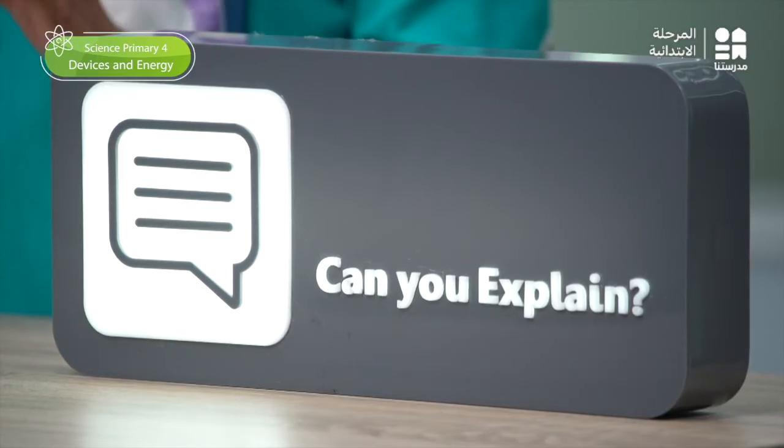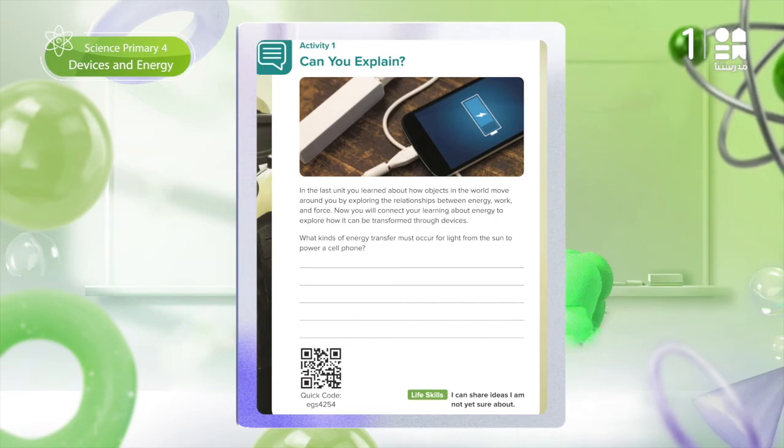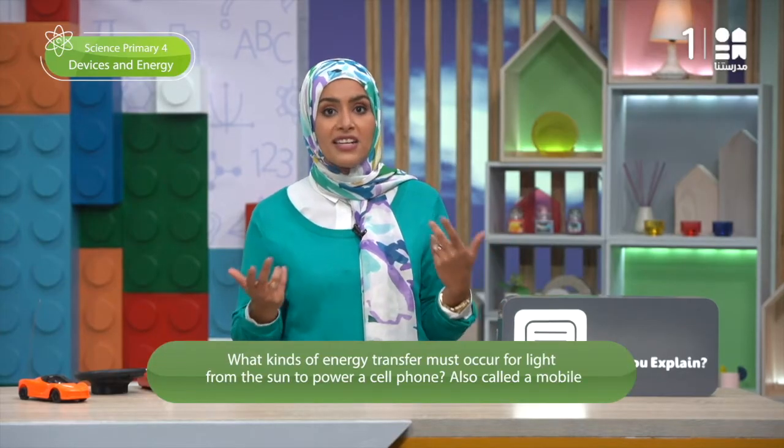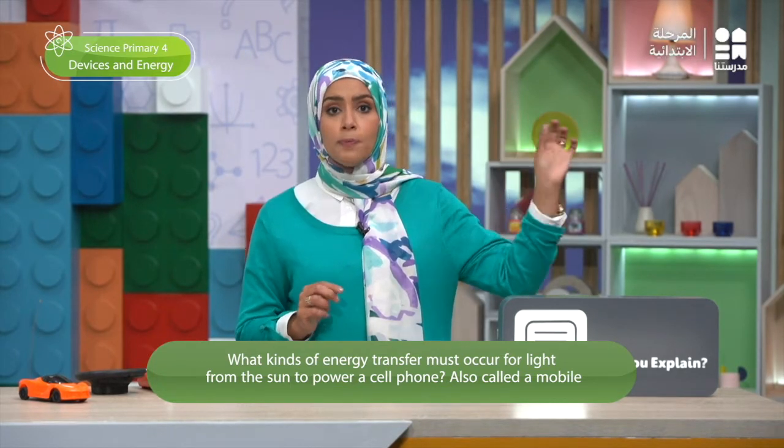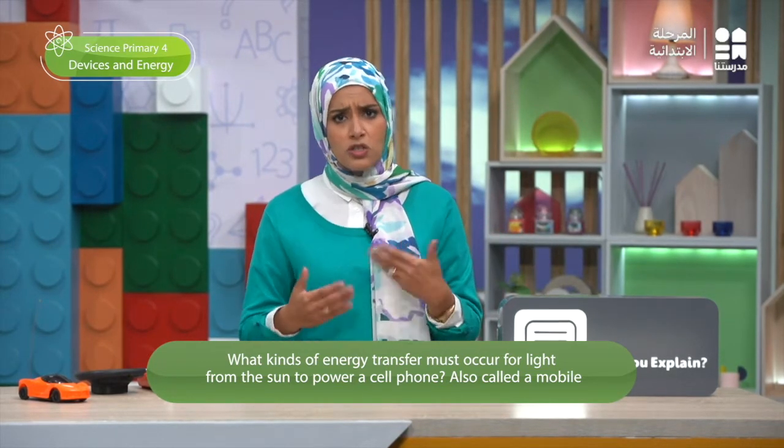In activity 1, Can You Explain? We will focus on the picture in the book in front of you and read the question again. What kinds of energy transfer must occur for the light from the sun to power a cell phone, which is called mobile? We'll think about the energy transformations that happen to sunlight so that it can power the mobile.